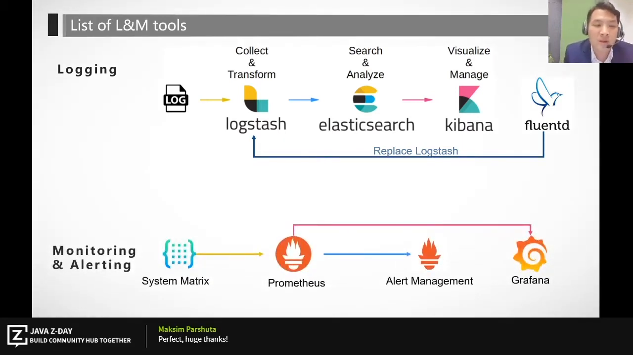For the monitoring and alerting, we have this process. System metrics can be sent to Prometheus, and the Alertmanager will check the states. If it meets the configuration, it will send the alert information to the end user. Prometheus can be the database for Grafana. Grafana is a visualized dashboard. It is web based.